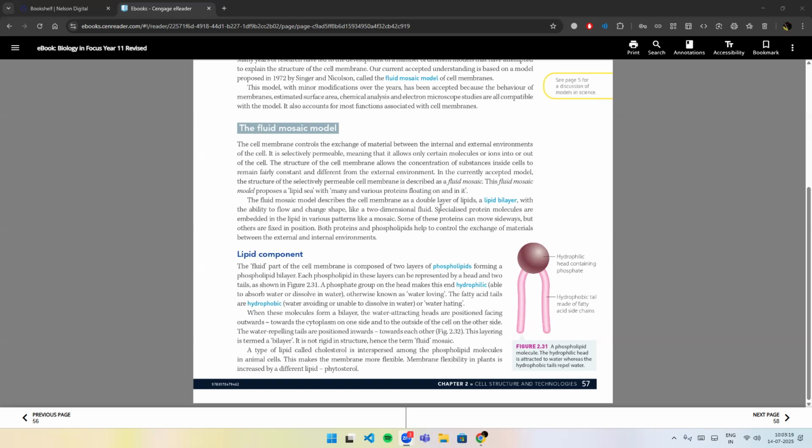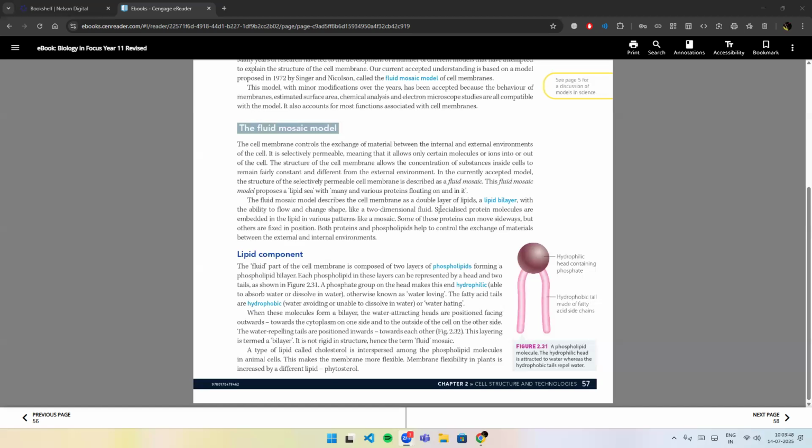The fluid mosaic model describes the cell membrane as a double layer of lipids, a lipid bilayer, with the ability to flow and change shape like a two-dimensional fluid. Specialized protein molecules are embedded in the lipid in various patterns like a mosaic. Some of these proteins can move sideways, but others are fixed in position. Both proteins and phospholipids help to control the exchange of materials between the external and internal environments.